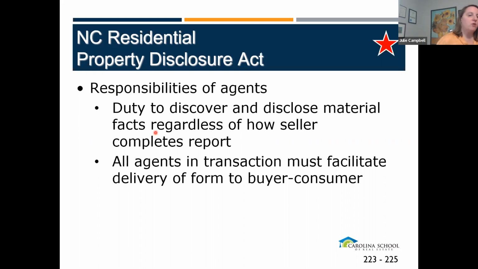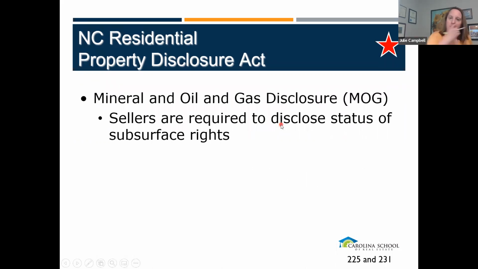So the RPODs is one of our disclosures. The other disclosure is the MOG, also known as the mineral and oil and gas rights. Who remembers Unit 2? We're talking about severing subsurface rights, severing rights to oils, minerals, and gases. If the seller has severed their subsurface rights, or if they plan to sever their subsurface rights, they have to disclose that.